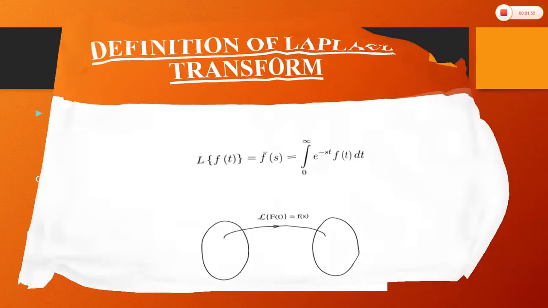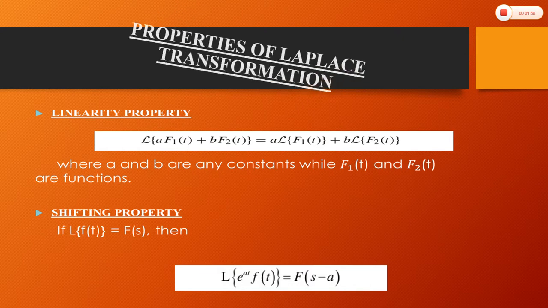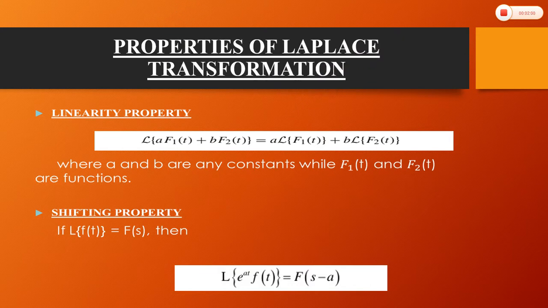There are many properties of Laplace transform. Some of them are as follows. The first property is the linearity property, and in this property we can find Laplace transforms of individual functions, where a and b are any constants while f1 of t and f2 of t are functions. The second property is the shifting property: if the Laplace transform of f of t is capital F of s, then the Laplace transform of e to the power a t times f of t is capital F of s minus a.